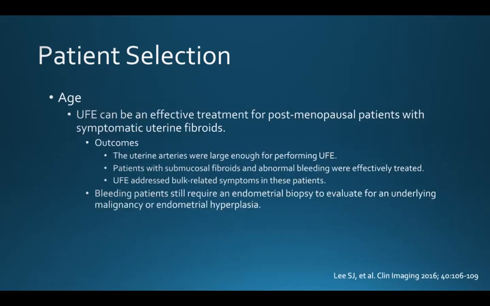Sometimes we're asked to consider fibroid embolization in older postmenopausal women, and embolization can be effective in this setting. In one study, the uterine arteries were large enough for performing embolization, because that may be a concern. Patients with submucosal fibroids and abnormal bleeding were effectively treated, and embolization was able to address bulk-related symptoms in these patients. However, bleeding patients still require an endometrial biopsy to evaluate for an underlying malignancy or endometrial hyperplasia.